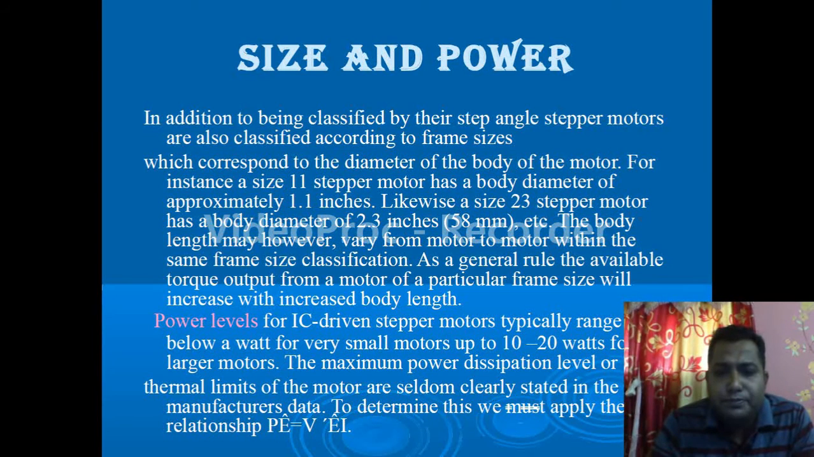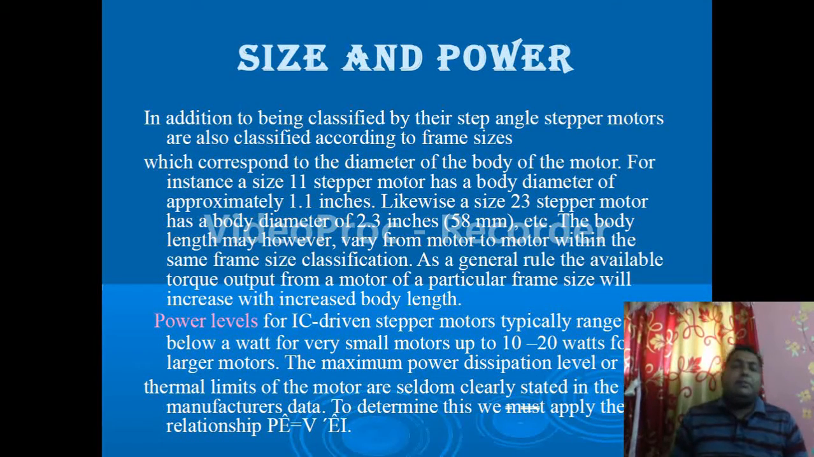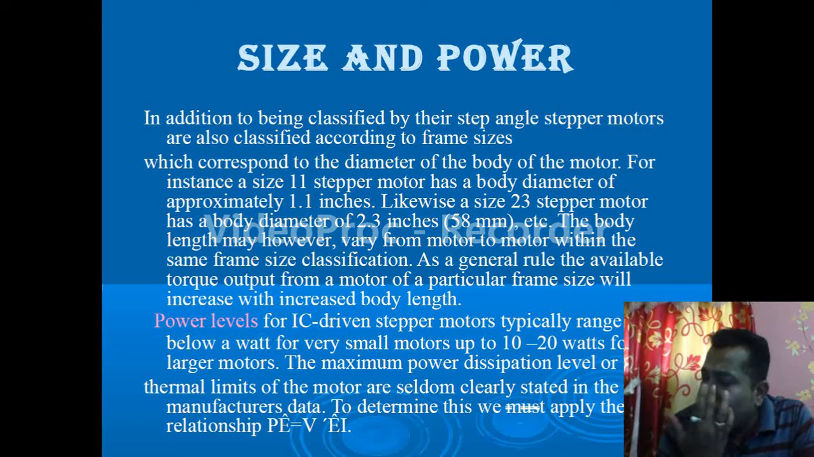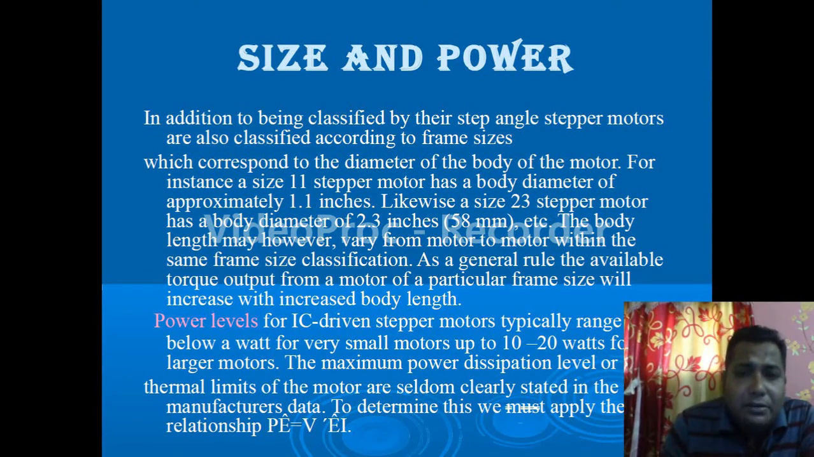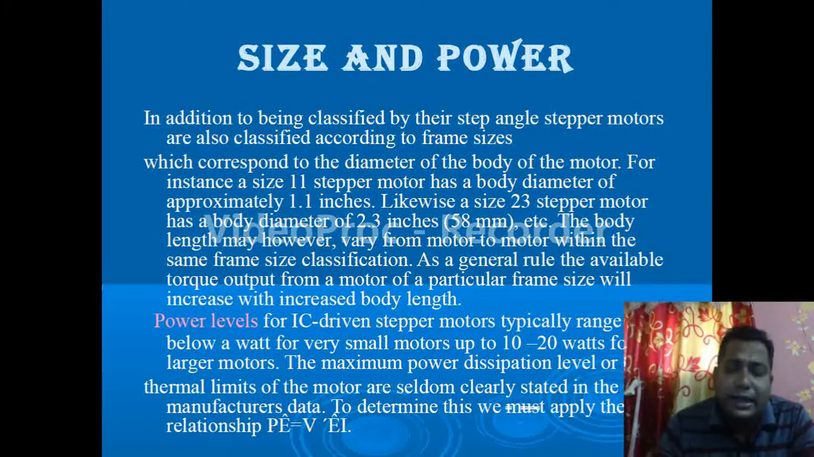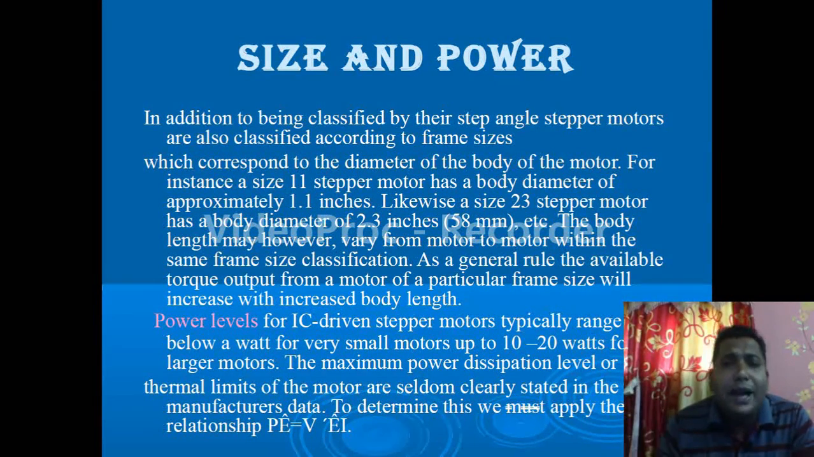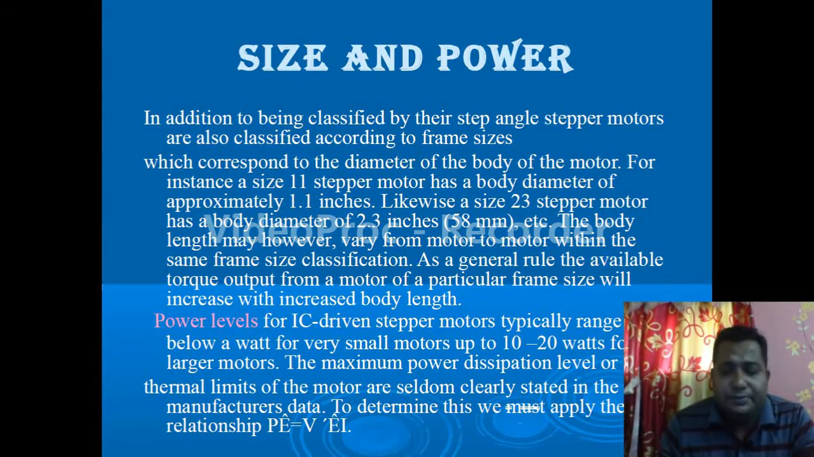Okay, so the maximum power dissipation level or the thermal limits of the motor are seldom clearly stated in the motor manufacturing data. That means when we want to buy a stepper motor and take the motor in hand, we can find a nameplate over the motor where the thermal limit is written. Each and every specification is there, not only in the case of a stepper motor, but in all motors.